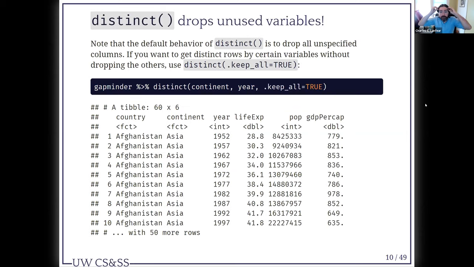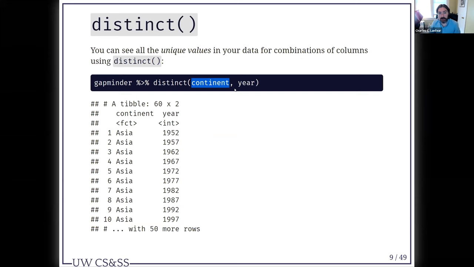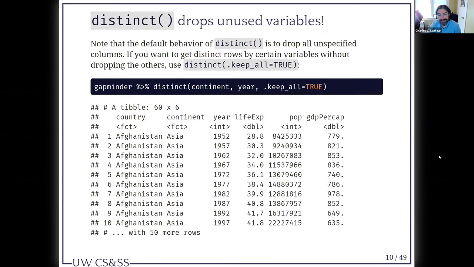Okay. One thing about the distinct function is, as you see on this previous one, if I say distinct continent and year, it drops every other column in the data set. You might not want that to happen. If you say gapminder and then distinct continent, year, .keep_all equals true, it's still going to get the unique observations by continent and year, but it's going to keep all the other columns.